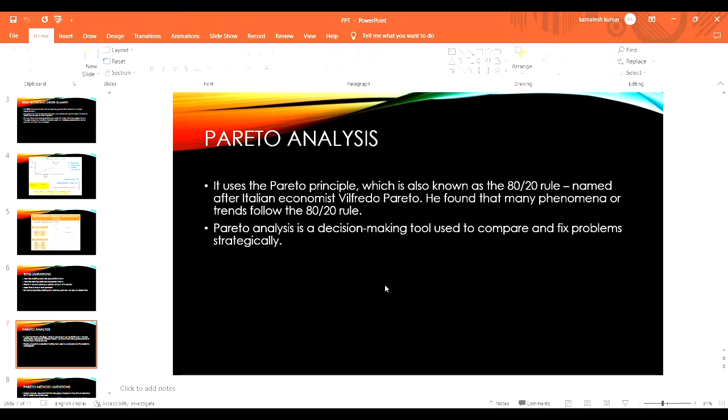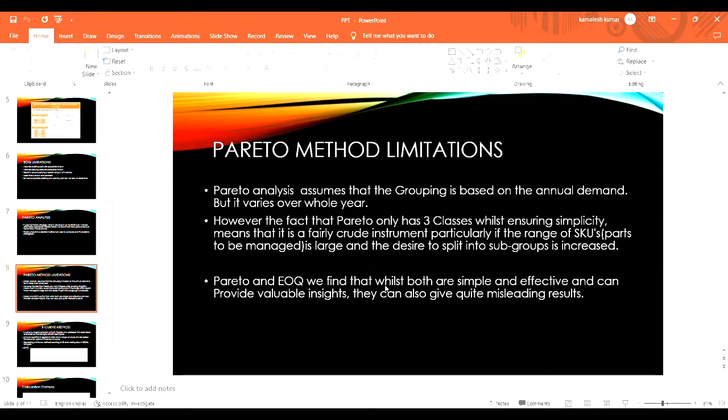This Pareto analysis is basically using the Pareto principle, which is also called the 80/20 rule, and it was invented by an Italian economist called Pareto. It is a decision making tool which is similar to the ABC analysis, and it also has some limitations, like it assumes that the grouping is based on the annual demand, but the demand is never constant, it also varies.